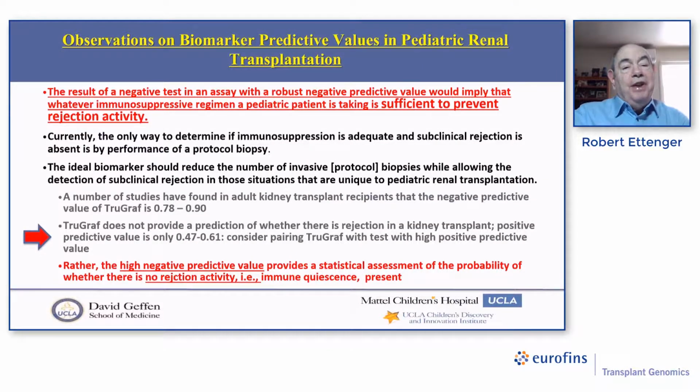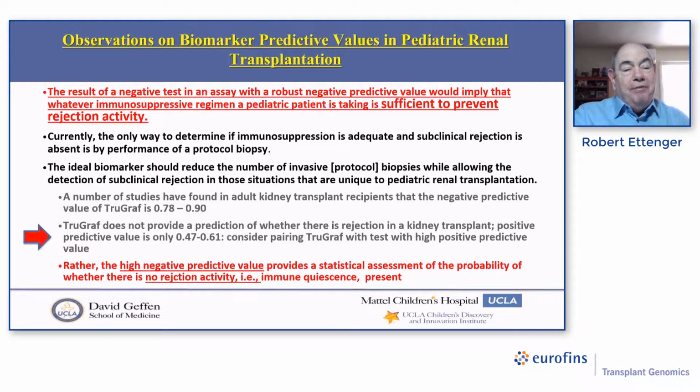Thus, the result of a negative test in an assay with a robust negative predictive value would indicate whether the immunosuppressive regimen a pediatric patient is taking is sufficient to prevent rejection activity.